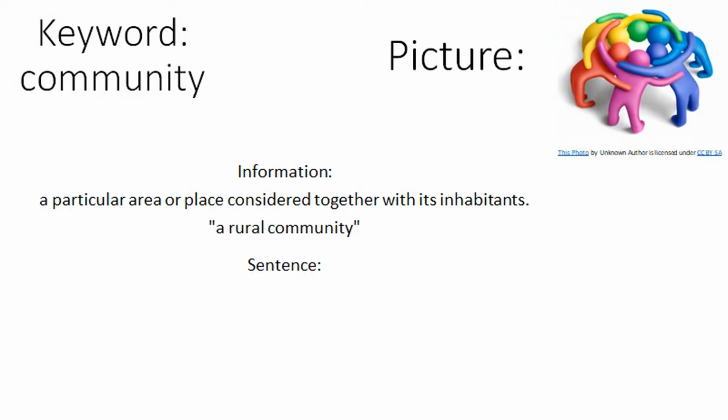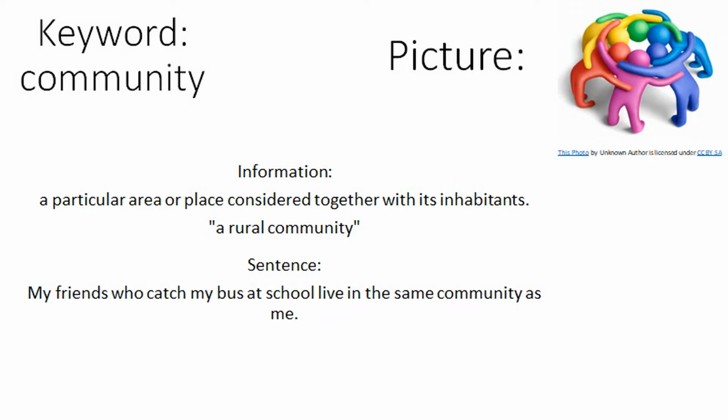Next keyword: community. Information: a particular area or place considered together with its inhabitants. A rural community. You see a picture here of a bunch of people together. So, what sentence do you think could go there? Give you a few moments to think of it. My friends who catch my bus at school live in the same community as me.